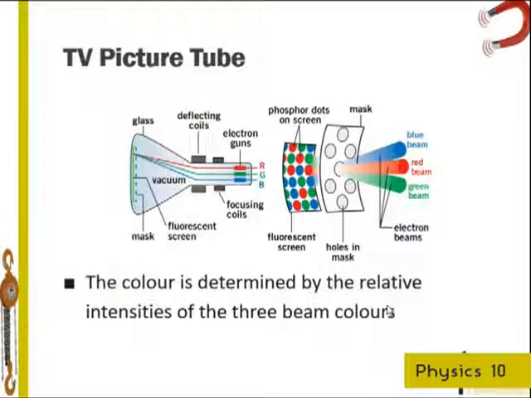The color of the image is determined by the relative intensities of the three beam colors. This is just a simple explanation of how you get an image on a TV picture tube, and you're not required to go into any more detail than this at grade 10 level physics.